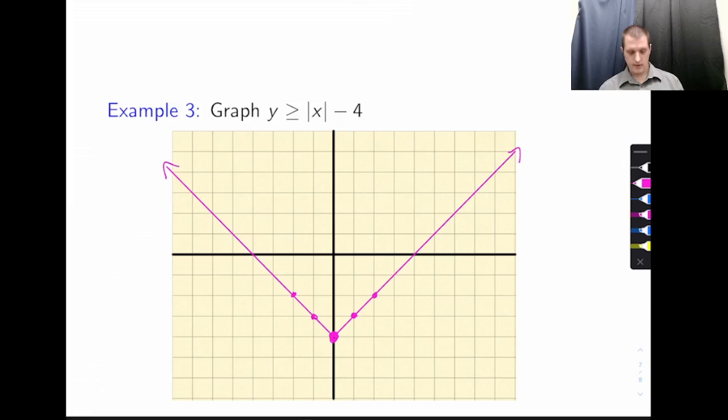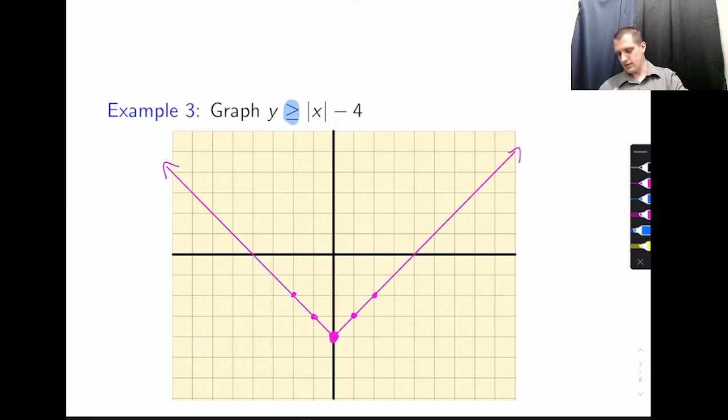And there we go. Now we ask ourselves, is this a solid or a dashed line? Well, looking at it, we have the equals to, so it has to be a solid line. The next question is, are we going to shade above the V or below the V? It says y is greater than, which means we want to shade above it. But before I shade, let's go ahead and just test some stuff out.